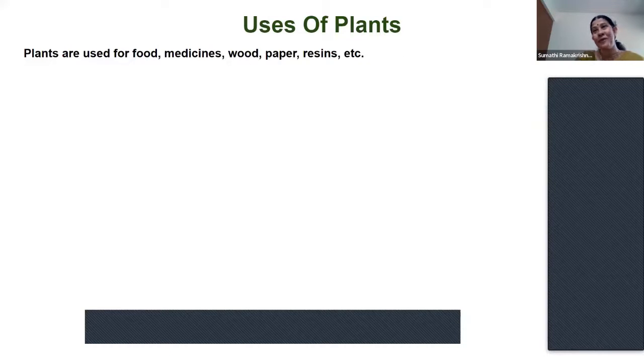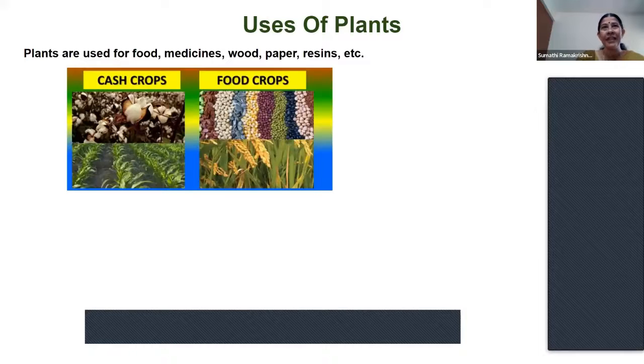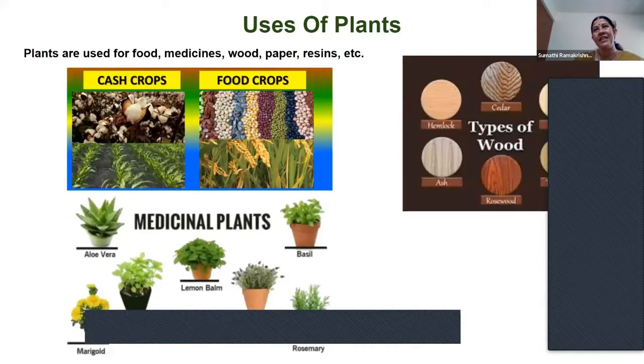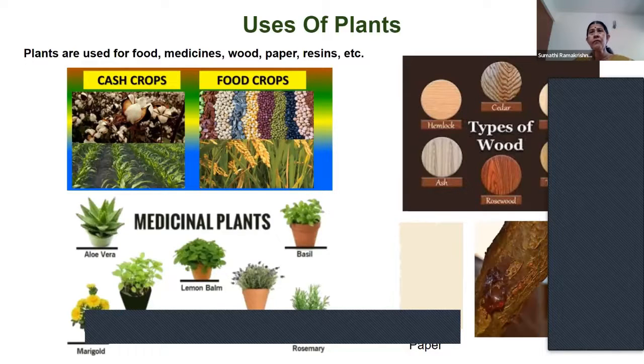Mainly it is used for food. Then medicine. Then other properties like wood, paper, resins, etc. So the main thing we take from the plants is food. You can talk about the different types. You can talk about the crops, if it is there, or in general, for knowledge's sake, you can talk about the crops categorized into two, like food crops and cash crops.